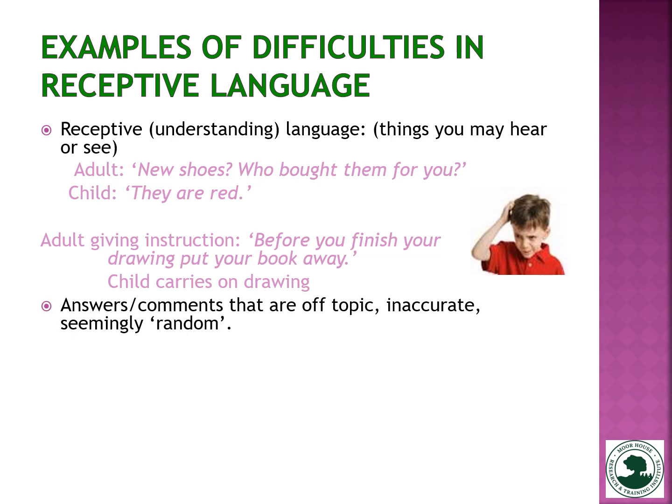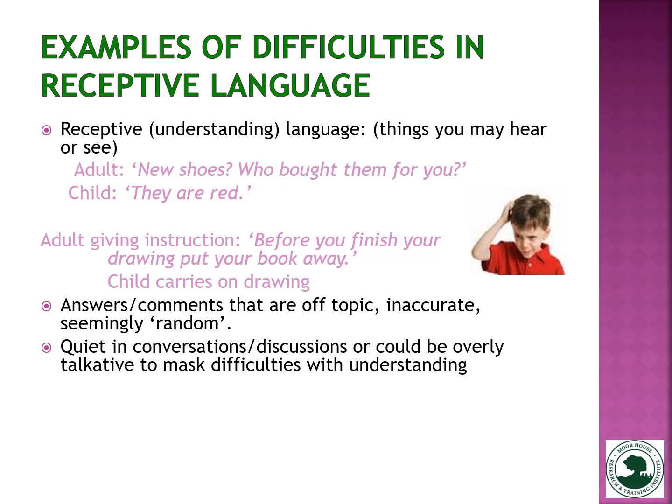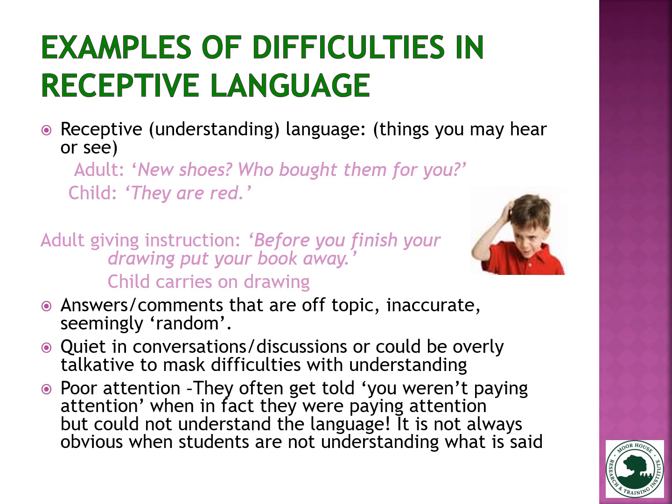Pupils may answer questions or make comments that are off topic, inaccurate, or seemingly random. They may be quiet in conversations or discussions, or could be overly talkative to mask difficulties with their understanding. Pupils with DLD may often appear to have poor attention skills. They get told they weren't paying attention, when in fact they were paying attention, but could not understand the language that was being used. It is not always obvious when students are not understanding what has been said.